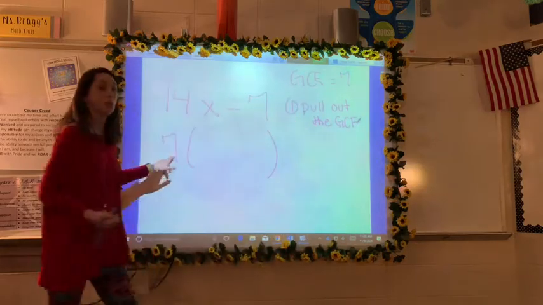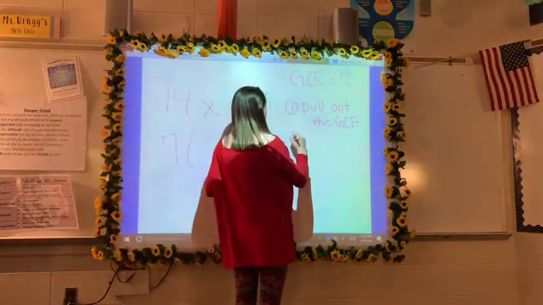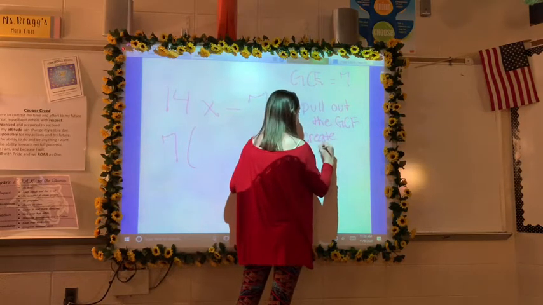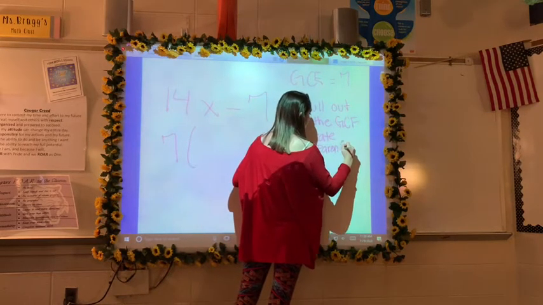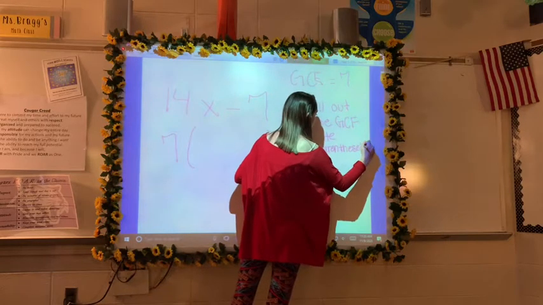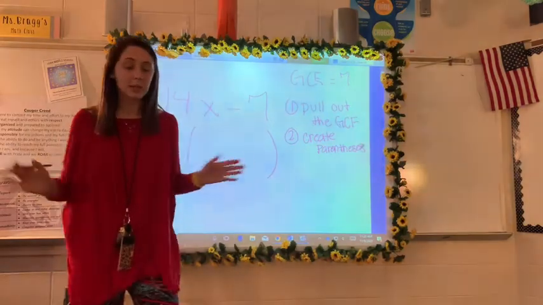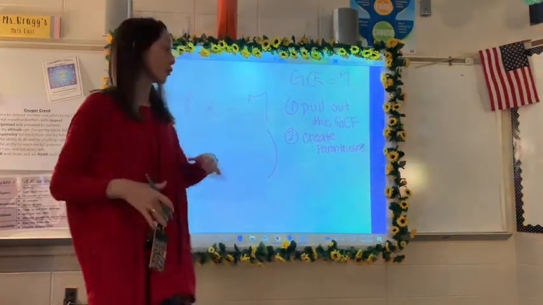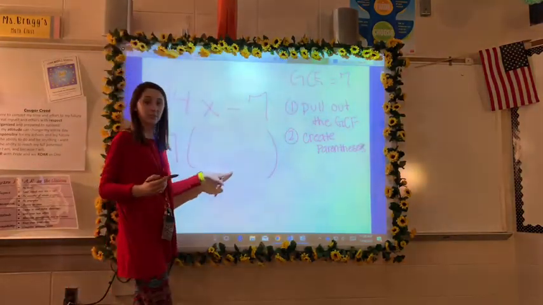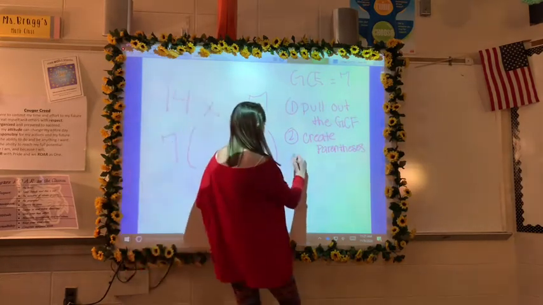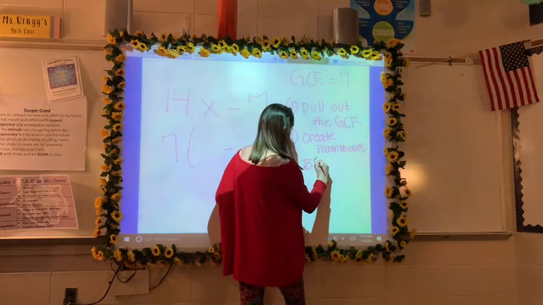All right, we pulled it out. Our second step is we want to create parentheses. All right, so we created our parentheses. Step 1, step 2, easy. Step 3, I want you to bring the sign down. Okay, so this sign is coming down. That's a subtraction. So step 3, bring the sign down.